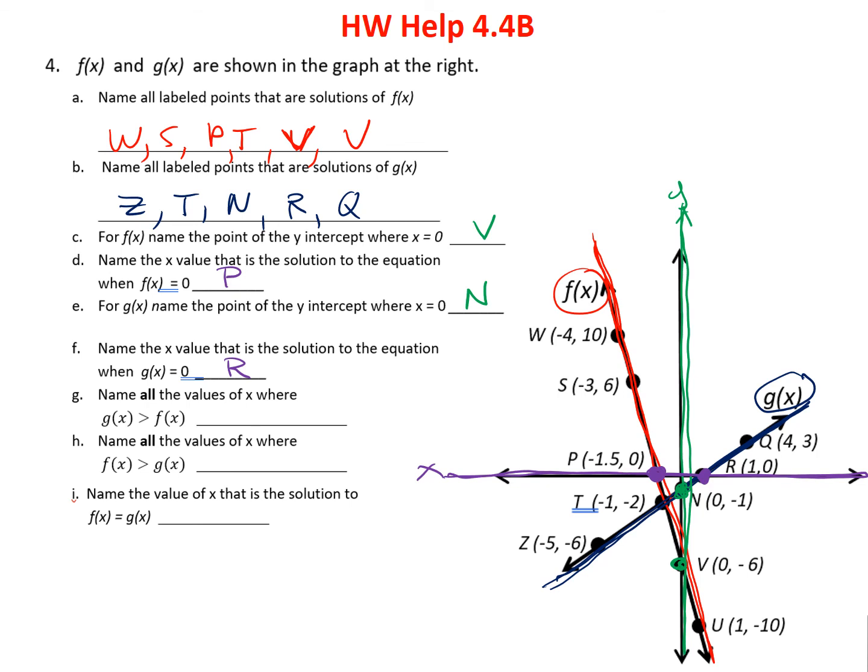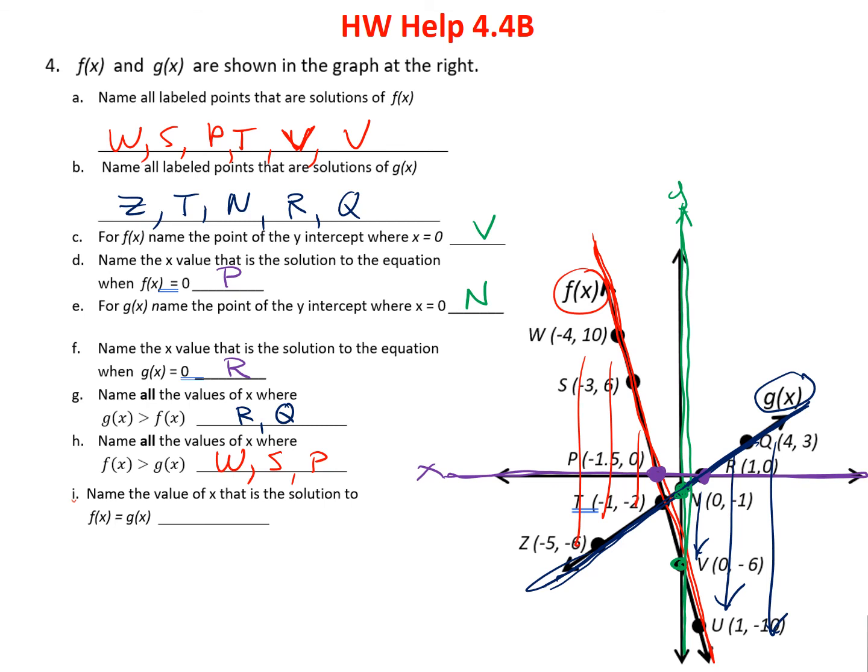Now, where is g of x bigger? Well, notice here, g of x all along here is underneath, so it's less. But over here, g of x is bigger. So notice all of these are bigger than the red. So it's going to be R and Q. Those are points where it's bigger. And where f is bigger, on this side, the f is the bigger side. So we have the points W, S, and P.